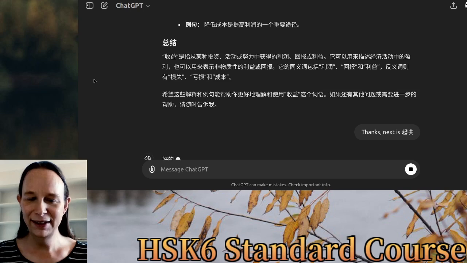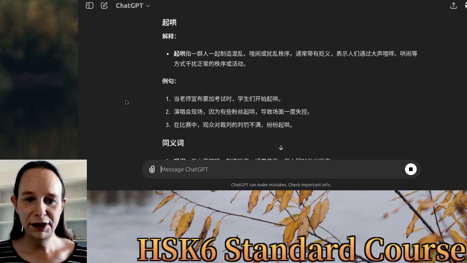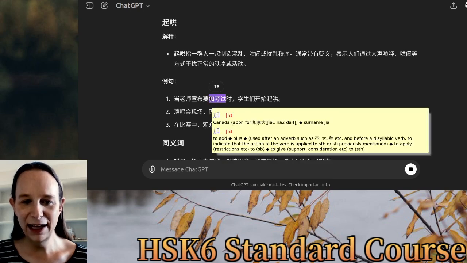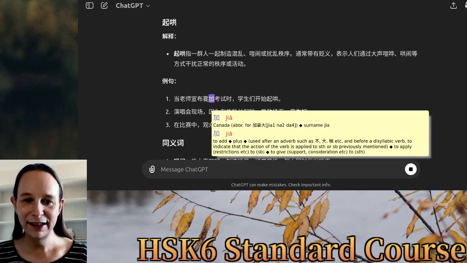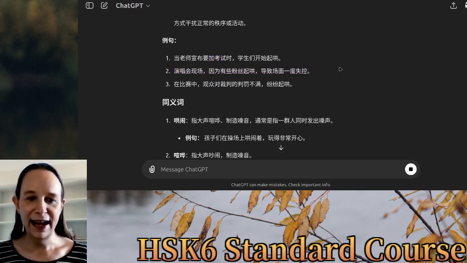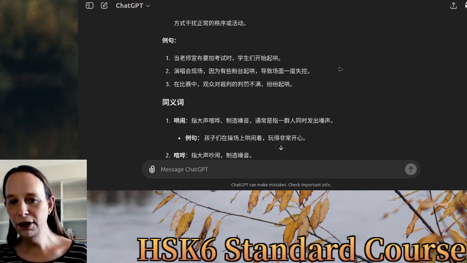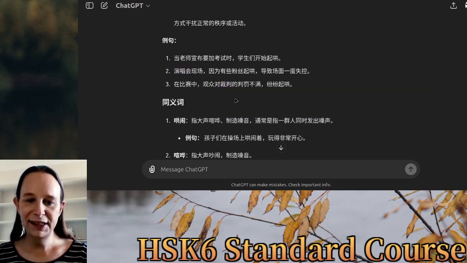I don't encounter this very often, but I do encounter it from time to time. 当老师宣布要加考试时, what is 加考试时? Is this like add an extra test? 学生们开始起哄. I object. I object to all these tests. 加考试, to add a test. 演唱会现场，因为有些粉丝起哄，导致场面一度失控. No, 失控, lose control. So at the concert, 演唱会. A handful of fans were causing a disturbance, and yeah, they lost control for a bit.